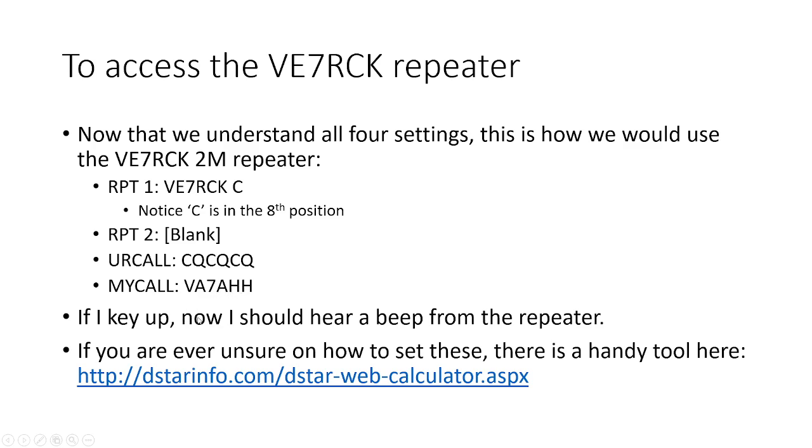And if I key up, now I should hear a beep from the repeater. I don't have a D-STAR repeater near me to demonstrate this on anymore. But if you key up and say your call sign, you should see the repeater come back to you, much like a squelch tail on an analog repeater. And if you're ever unsure on how to set these, back in the day there was a handy tool on the D-STAR info website where you say what repeater you want to access, and it gives you all the settings for you.